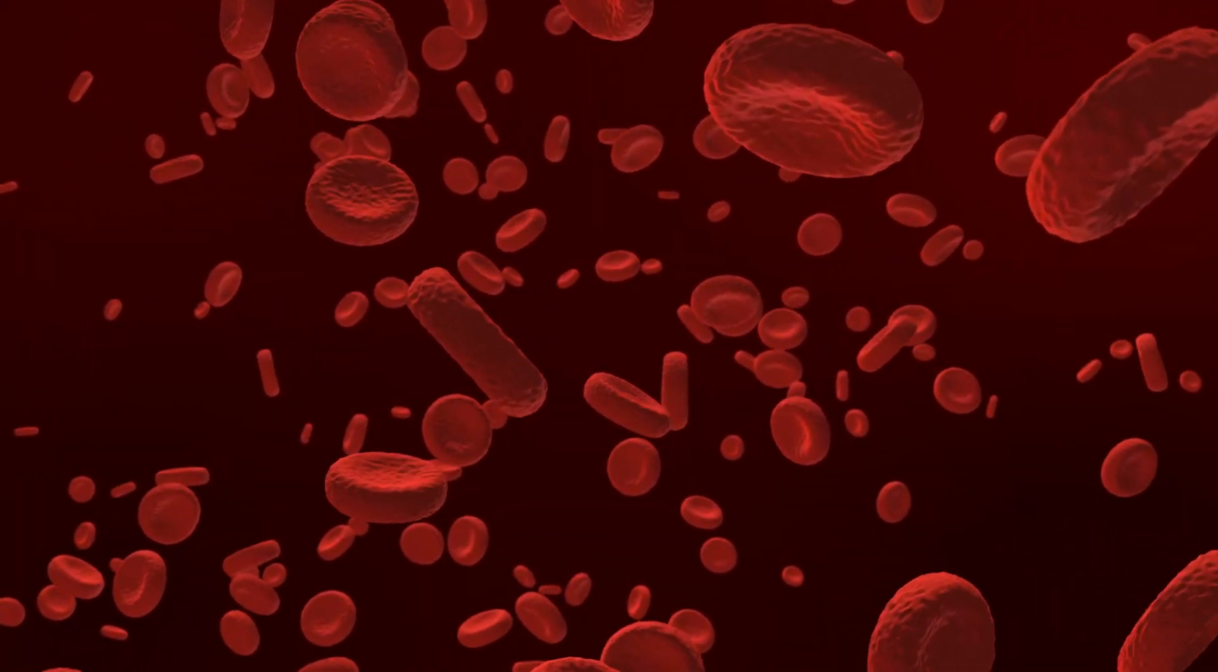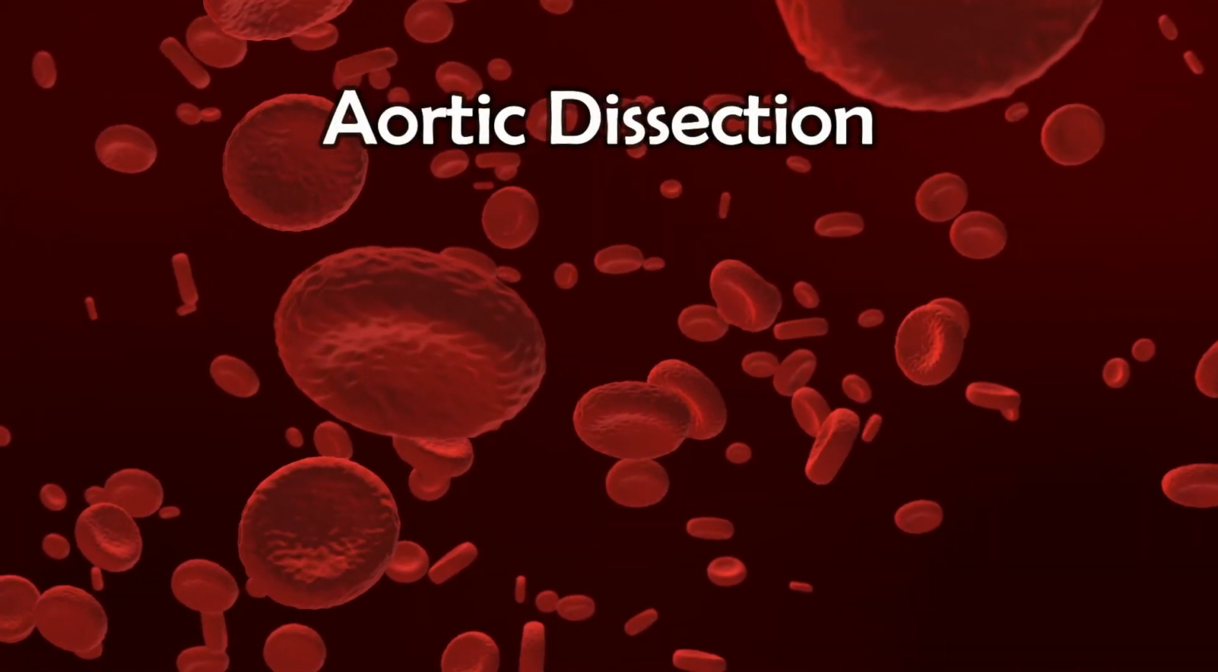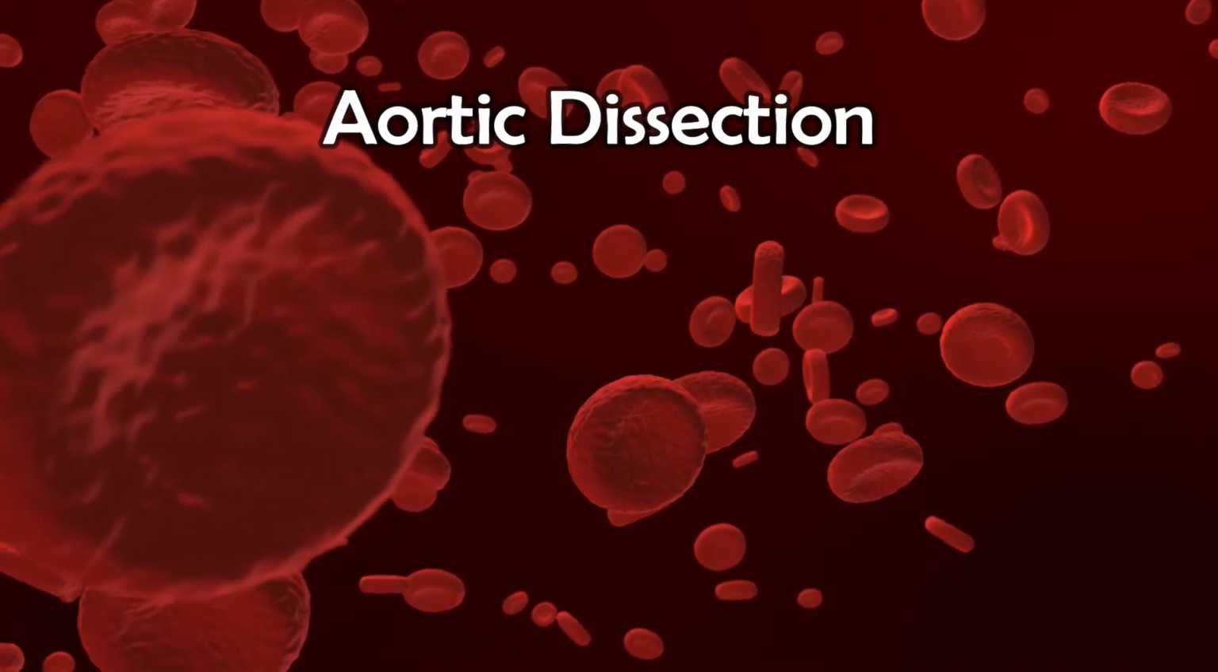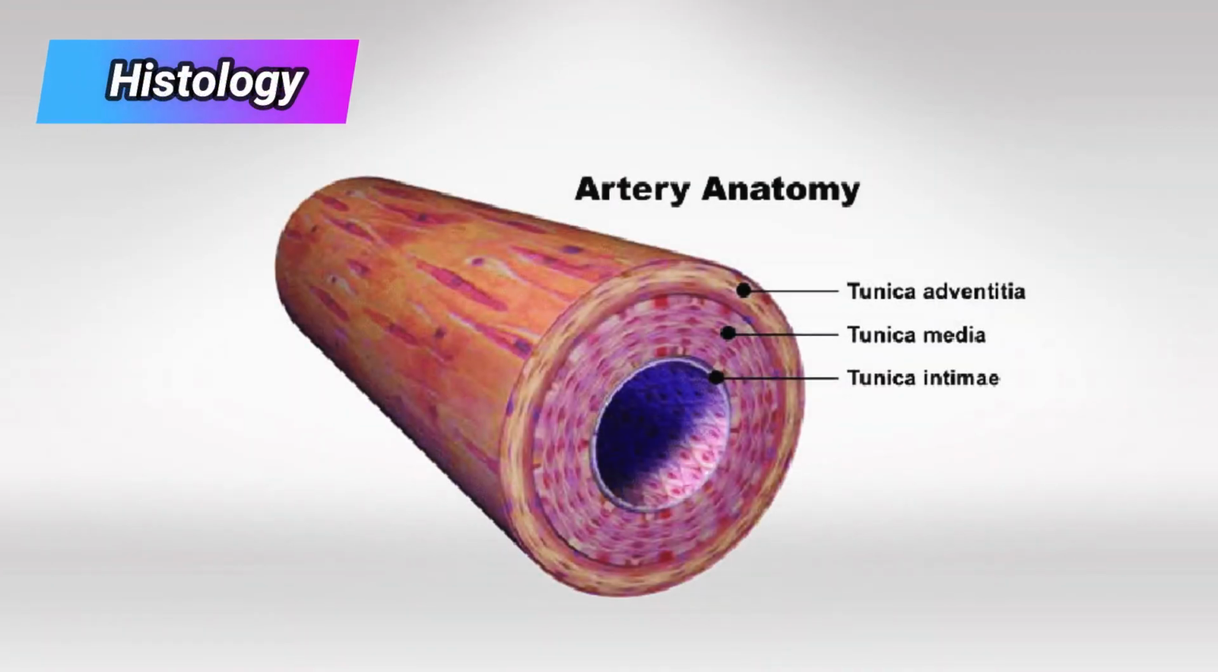Welcome back. Let's talk about aortic dissection. The aorta, just like all blood vessels, has three layers. The innermost layer is called tunica intima, the middle layer, tunica media, and the outer layer, tunica adventitia.